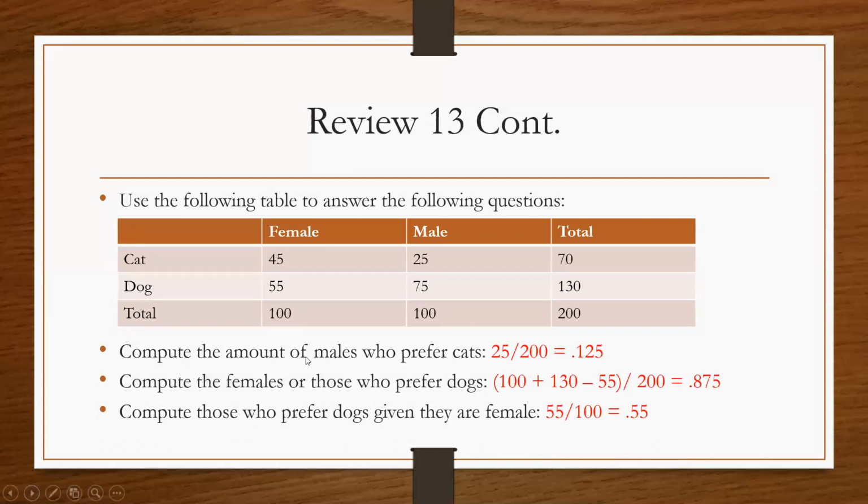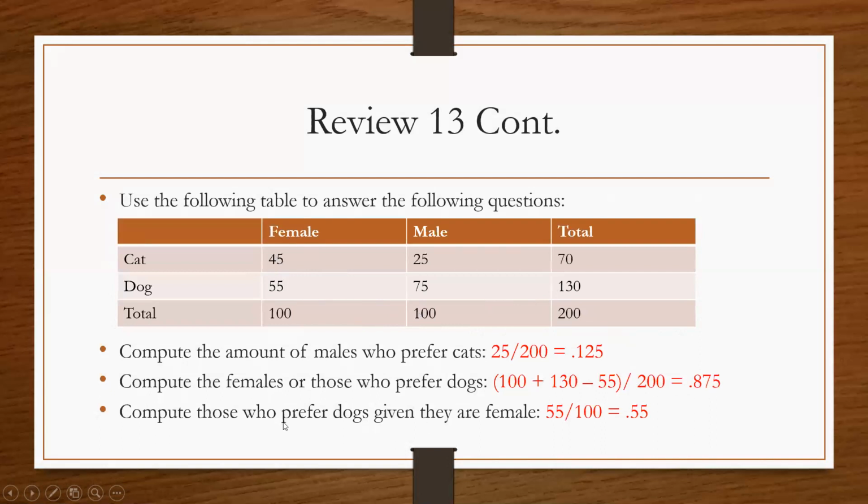So the proportion of males who prefer cats, this one's pretty straightforward: just 25 over the total of 200, and you end up getting 0.125. Females or those who prefer dogs, so this is a union one. You take the total amount of females, which is 100, plus the total amount of people who prefer dogs, which is 130, subtract the amount of females who prefer dogs, which is 55, and then divide that by the total, which is 200, and you get 0.875.